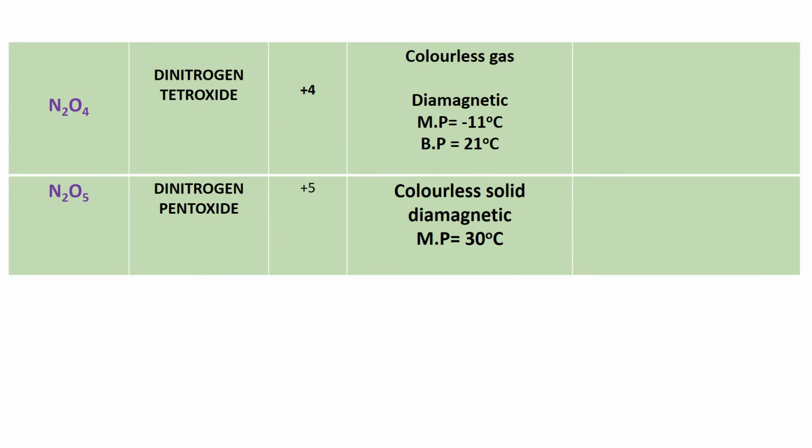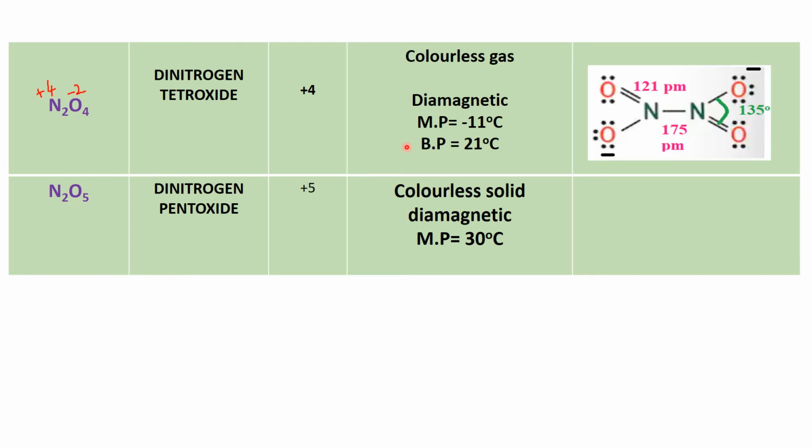Here we are discussing two important oxides of nitrogen, that is N2O4 and N2O5. N2O4 is dinitrogen tetroxide. In this molecule, nitrogen shows +4 oxidation state. It is actually the dimeric form of nitrogen dioxide and it is a colorless gas. It is diamagnetic in nature. Its melting point is minus 11 degrees Celsius. Its boiling point is 21 degrees Celsius.